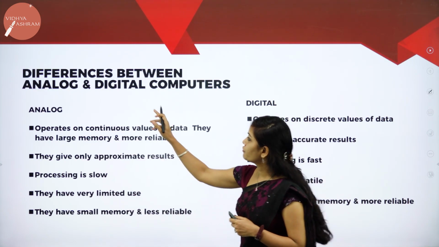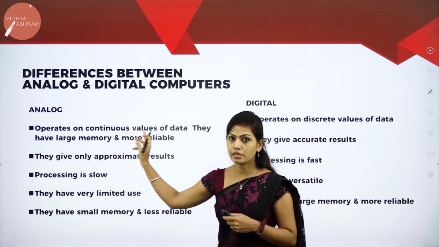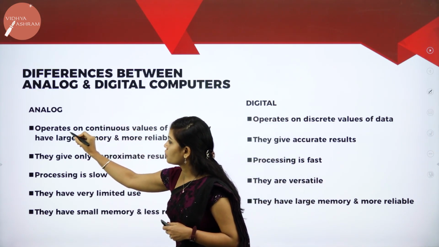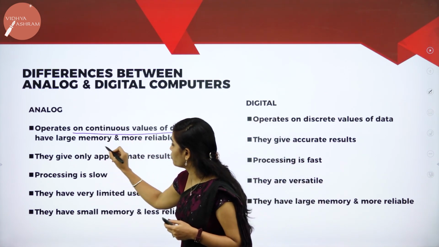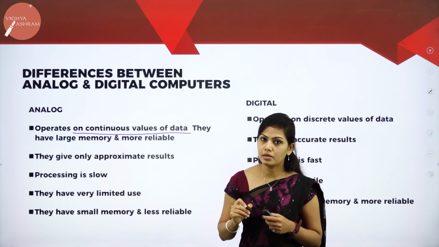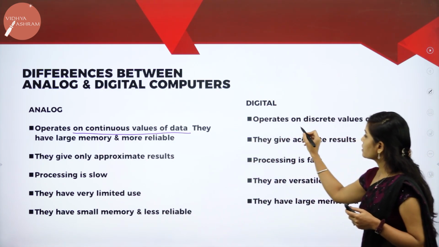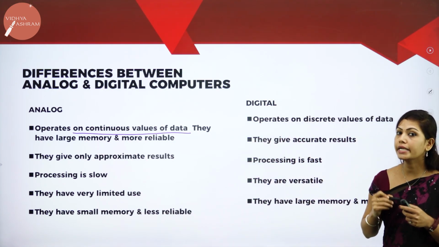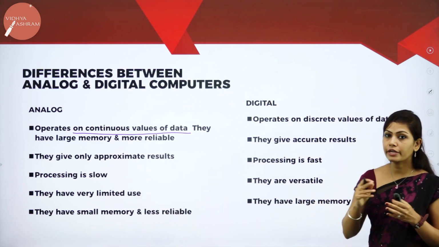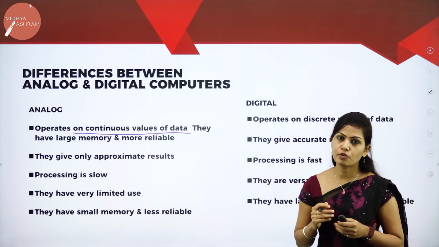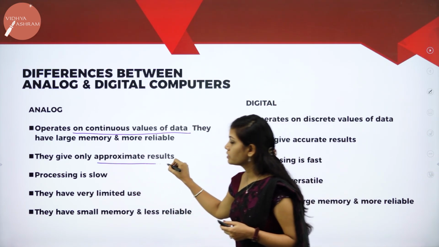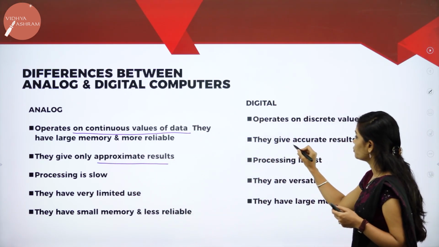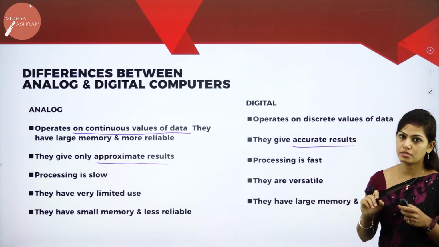Next we have the difference between analog and digital computers. Analog computers operate on continuous values of data, and have large memory and are more reliable. And digital computers operate on discrete values of data. Discrete means it is not a continuous flow of data. And analog computers give approximate results but digital computers give accurate results.